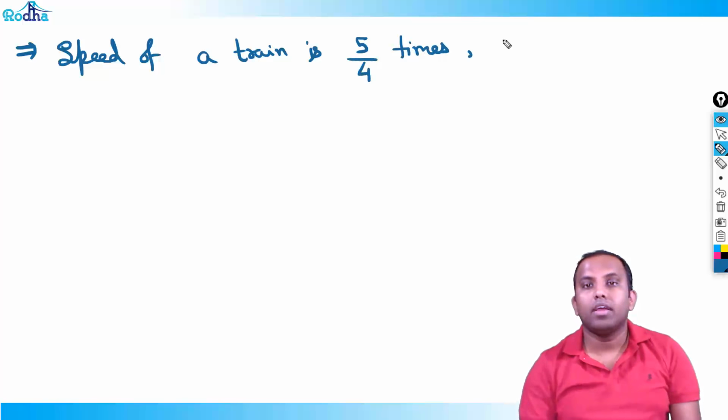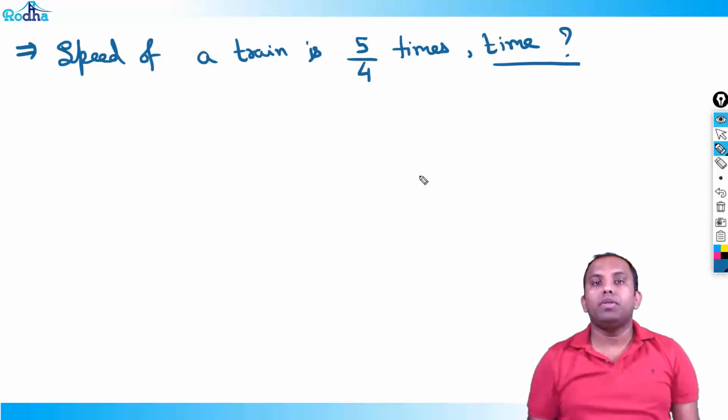Okay. Then what is the effect on time? What is the effect on time, right? So if the speed of a train is 5 by 4 times, right? What does this mean here?